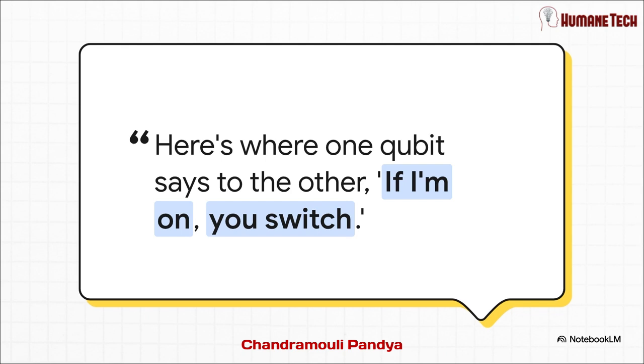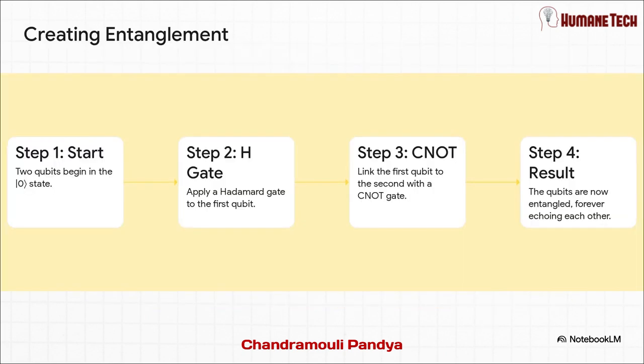But if the control is 0, the target does absolutely nothing. So this is how you combine the moves to create something with real quantum power. The recipe for entanglement is actually this beautiful 2-step dance. First, you use a Hadamard gate on 1 qubit, which puts it into superposition. Then, you use that qubit as the control in a C-NOT gate to influence a second qubit. And the result, well, it's profound. Their fates are now intertwined. They echo each other no matter how far apart they are.